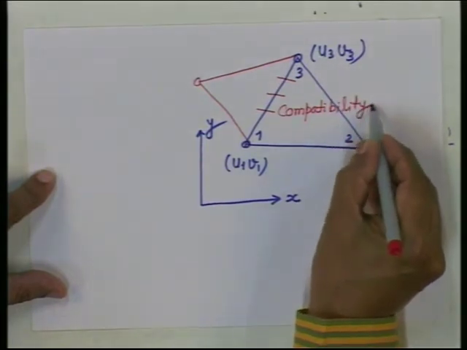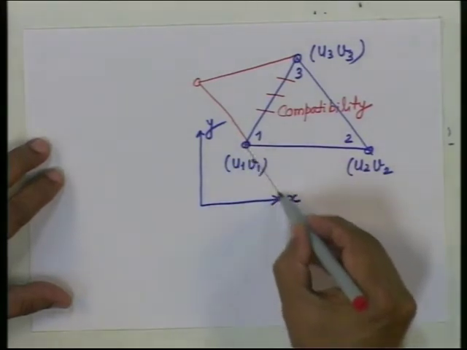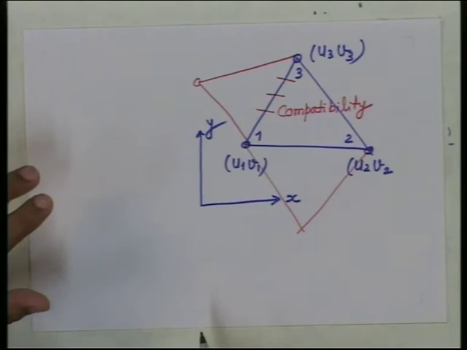Compatibility means the displacements are not discontinuous along the interface, along the line which joins any 2 nodes. So, everywhere along this you will find compatible displacements. So, in this element there is no problem of incompatibility.